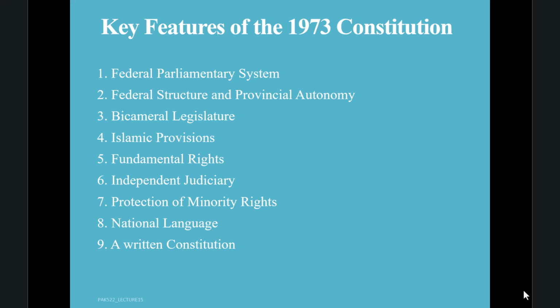Now students, we will discuss the independent judiciary. The Constitution establishes an independent judiciary to uphold the rule of law. Article 175 provides for the establishment of the Supreme Court, High Courts and subordinate courts. Article 184 grants the Supreme Court the power of original jurisdiction in matters of public importance relating to fundamental rights. The judiciary also exercises the power of judicial review, ensuring that laws and executive actions comply with the Constitution.